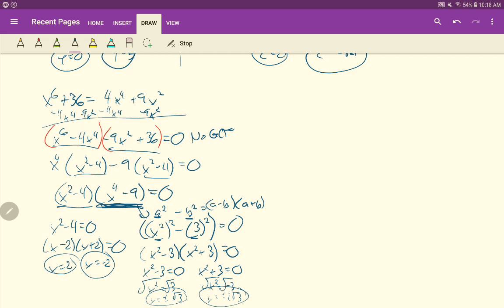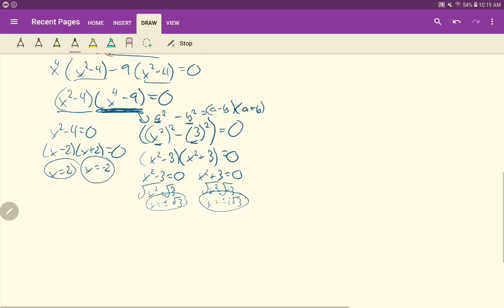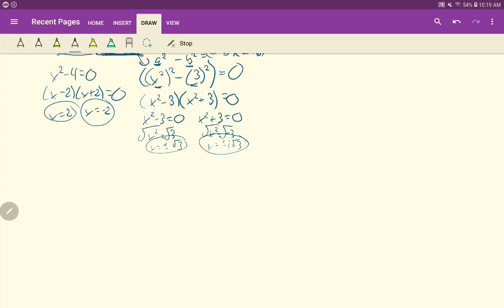So let's try one more here. How about 32x to the 5th minus 108x squared equals 0? All right, so in this case, again, we're going to look for a GCF. So go ahead and try this one. See how far you can get.